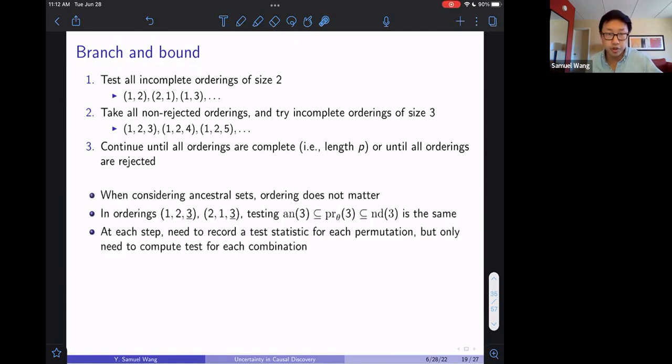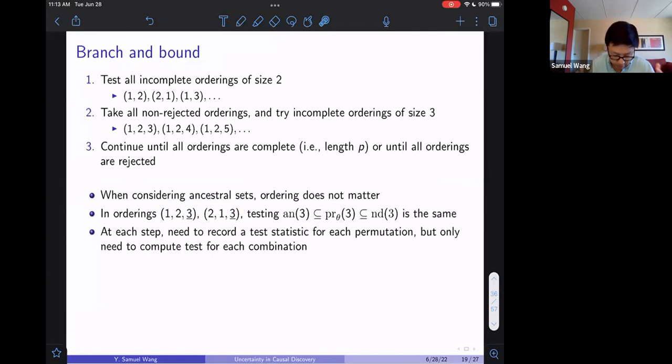One other computational thing that we can take advantage of here is that when considering ancestral sets, the ordering does not necessarily matter. What I mean by this is, suppose I'm considering the orderings 1, 2, 3, and 2, 1, 3. If I'm testing node 3 in this case, I want to test whether the ancestors of 3 are contained in the predecessors of 3, which is contained in the non-descendants of 3. For both of these orderings, the test that I would do is exactly the same.